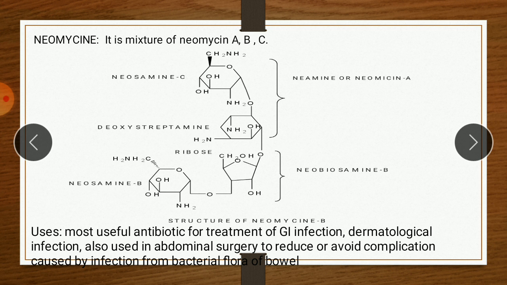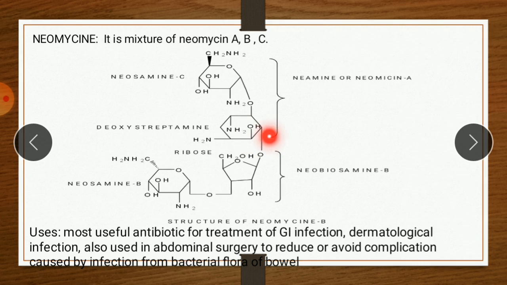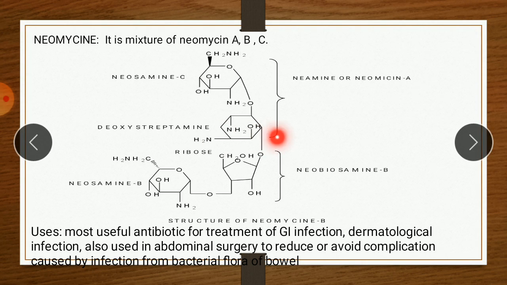So Neomycin B consists of four rings. First ring is Neomycin C, second ring is deoxystreptamine, third ring is ribose, and fourth ring is Neomycin B. Now Neomycin A is obtained by breaking the bond between deoxystreptamine and ribose. If we break this bond, it gives the structure of Neomycin A. This one is Neomycin A.